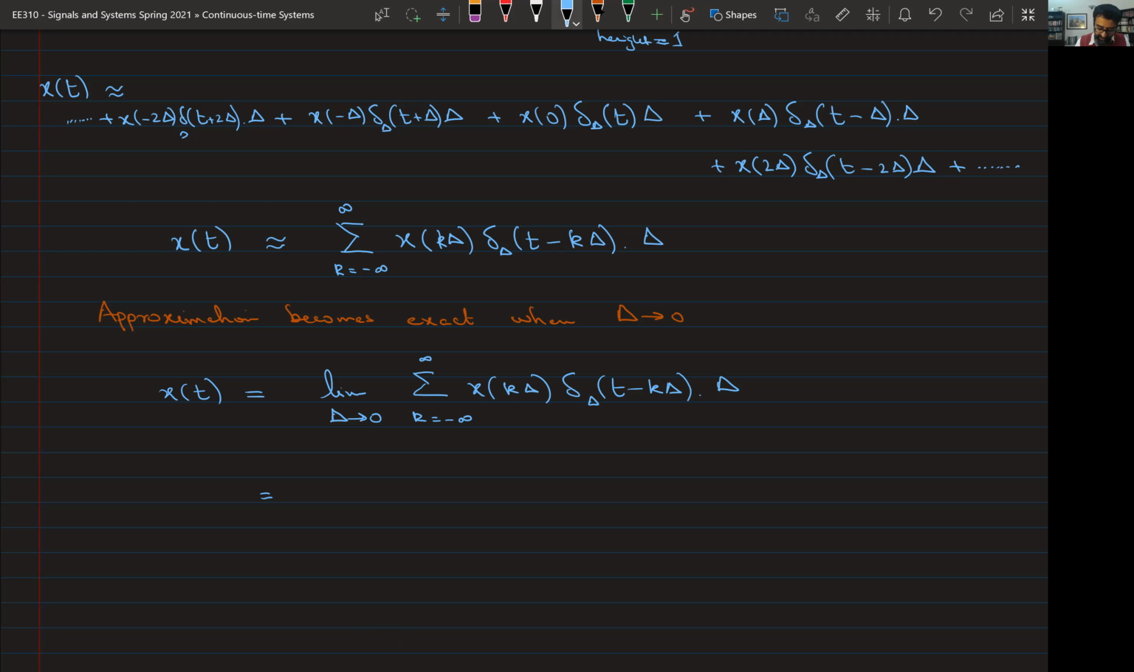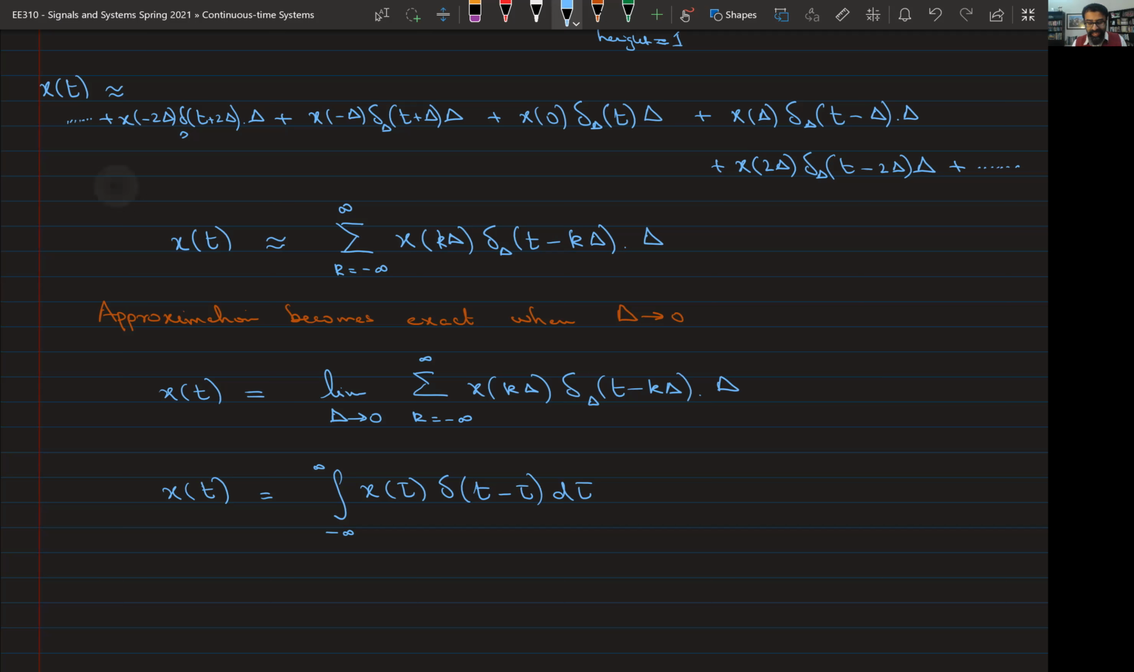So this is minus infinity to plus infinity. k times delta becomes, I'm going to denote that with tau. And the approximation of delta becomes exact as well as the limit goes. So this is delta t minus tau d tau. Take my word for this, this is what the integral is, this is what the summation is in that limit, which is nothing but the Riemann sum. So this is an intuitive interpretation of what the sifting property is. This is exactly the sifting property that we had earlier, but this now gives you an idea of what this represents.